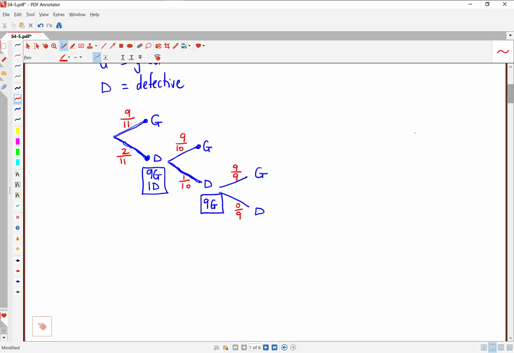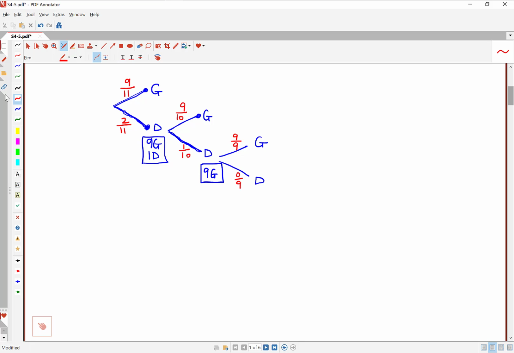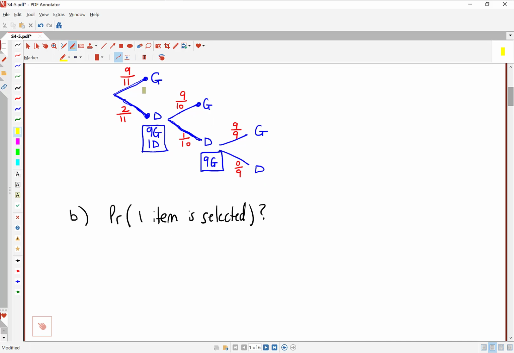So now that we've put some work into that tree diagram, let's do some probability calculations based on the tree diagram. So part B, we're going to find the probability that 1 item is selected. So if we look back up at our tree diagram, if our first item had been good, then we would stop the selection. So probability that 1 item is selected, 9 out of 11. Part C, let's find the probability that 2 items are selected. So let's look at our tree diagram and figure out how that could happen.